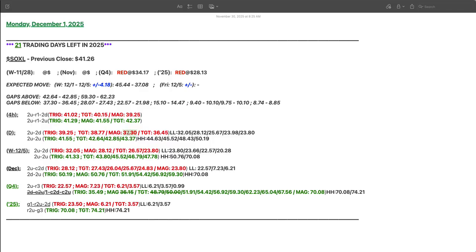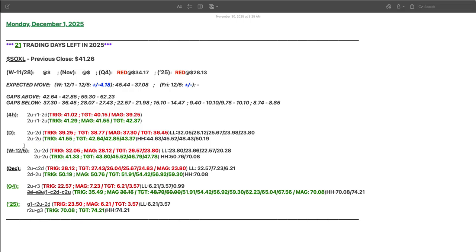If we do start getting momentum and we hit that magnitude, that triggers another combo 2 up, combo 2 down with the magnitude of 36.45. So that's just if we really get moving to the downside. Those are going to be our extended targets here. To the upside, we would have a 2 up, 2 up continuation, triggering at 41.55 with targets of 42.64, 42.85, 43.37, right? So you've got your gap levels here and then the extended target here, right?